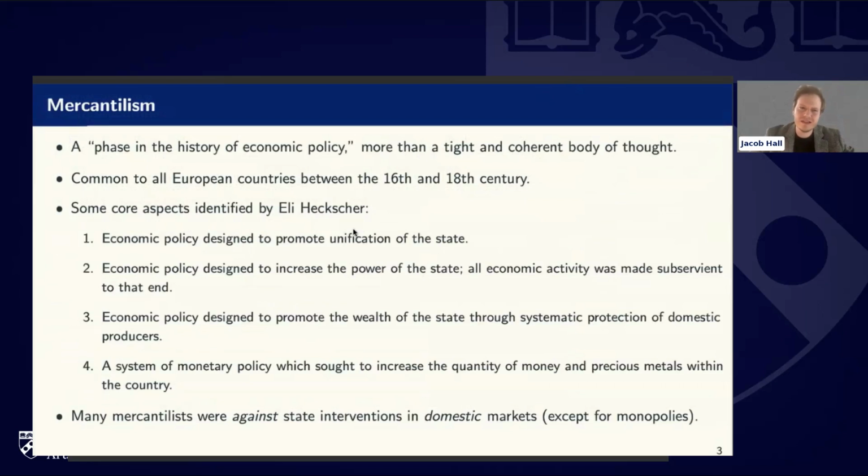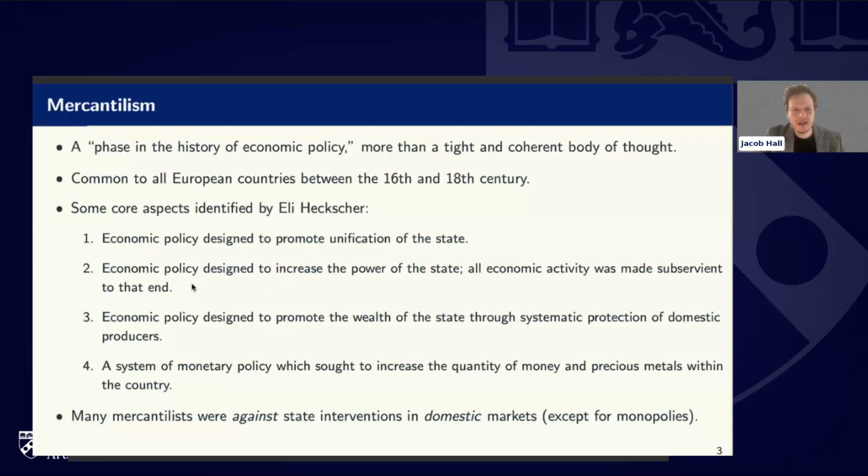It comes out of medieval economic thought, and by the time of the 16th century, it's basically common to all European countries. It has its history from the 16th to the 18th century. Some core aspects of mercantilism, just to give you a flavor of this economic policy: one, economic policy is designed to promote unification of the state. This makes sense, right? The state is coming out of the feudal world in the 16th century. First thing to do is, well, maybe we should unify the state economically in terms of economic power.